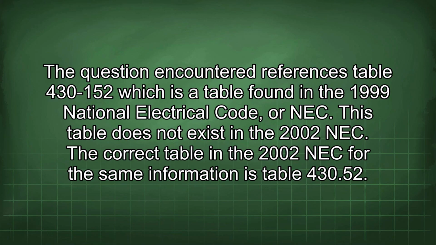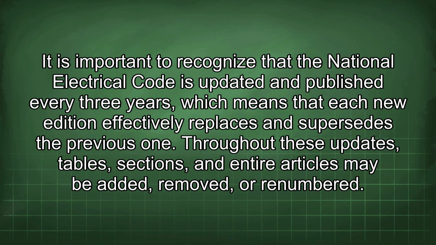The question encountered references Table 430-152, which is a table found in the 1999 National Electrical Code, or NEC. This table does not exist in the 2002 NEC. The correct table in the 2002 NEC for the same information is Table 430.52. It is important to recognize that the National Electrical Code is updated and published every 3 years, which means that each new edition effectively replaces and supersedes the previous one.